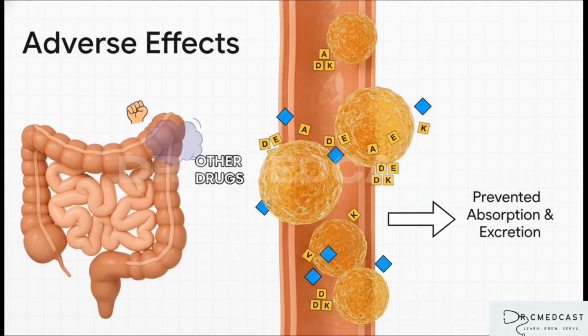Since these drugs never leave the GI tract, their side effects are exactly what you'd expect. GI issues. We're talking constipation, bloating, that kind of stuff. But here's a really important clinical pearl on interactions. These resins are like sticky sponges. They're not picky. They can grab onto other drugs the patient is taking, like digoxin or warfarin, and prevent them from being absorbed too. So you have to be really careful about timing when you give these.